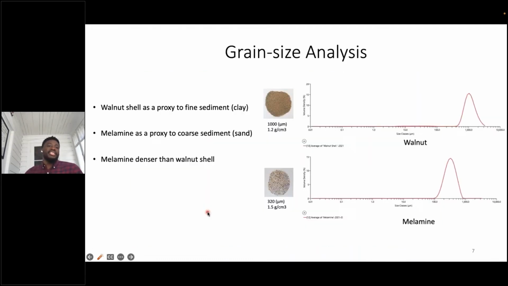So for our grain size analysis, we use walnut-shell as a proxy for fine sediment, and the melamine, which is plastic sediment, as a proxy for coarse sediment. But if you look to the right, the plot shows that the ground walnut-shell is actually coarser than the melamine. However, the melamine is more dense than the walnut-shell, so it has higher settling velocity. So in the mixture, it settles faster than the ground walnut-shell. That's why we have used the plastic melamine as a proxy for coarse sediment, because it's denser than the walnut-shell.